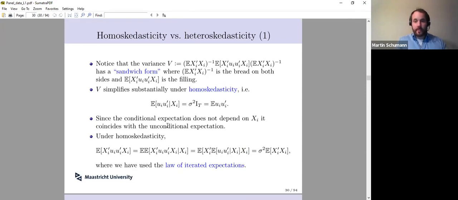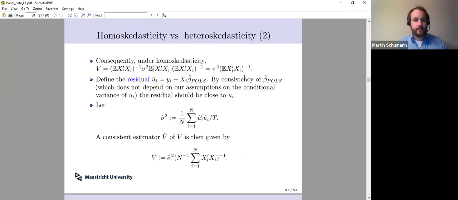Now in the next step, we will take this expression and plug it in here. And we will see that there is a simplification, because this thing here cancels with one of the inverses here. So this is precisely what is written here. The asymptotic variance therefore simplifies substantially under homoscedasticity.